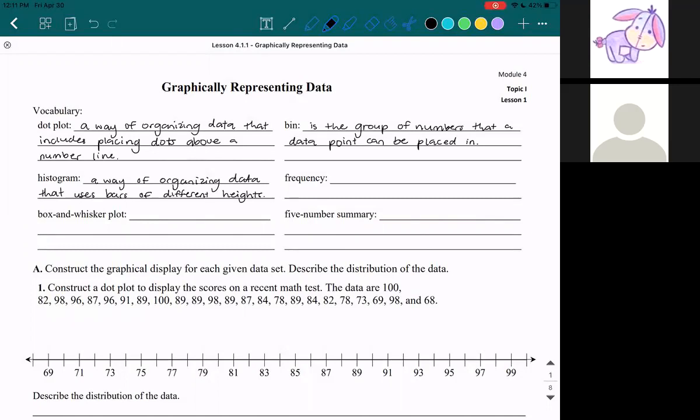Next word is frequency. So frequency is how often a data point appears.